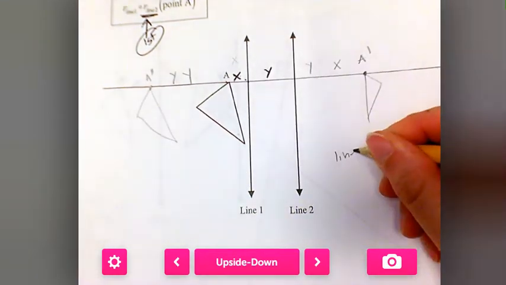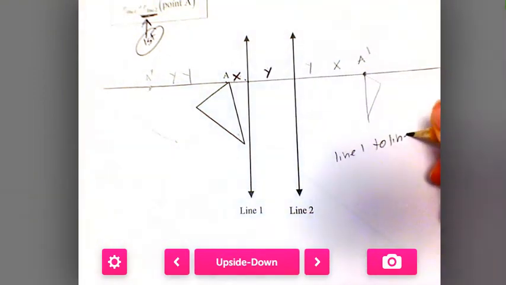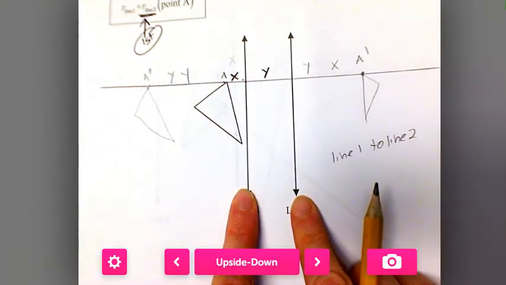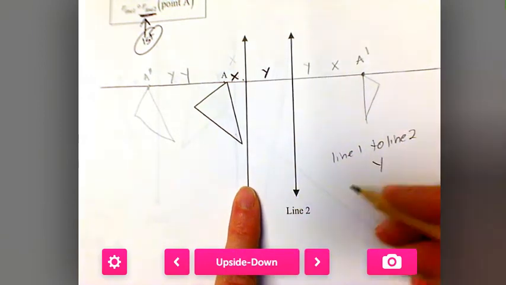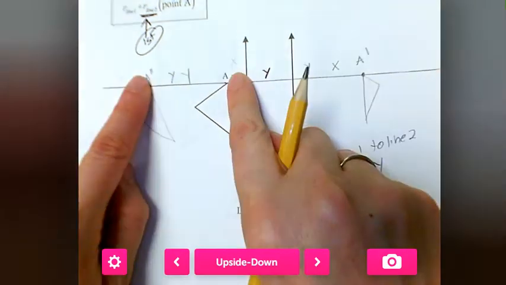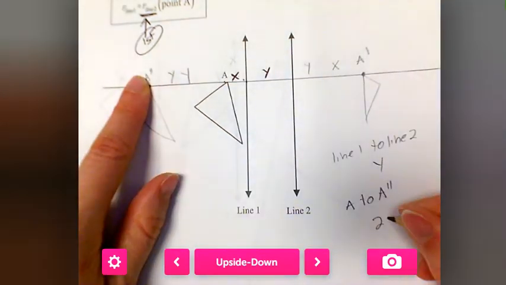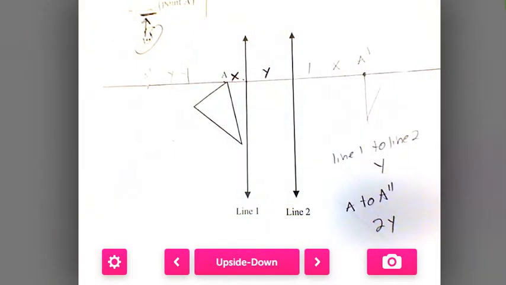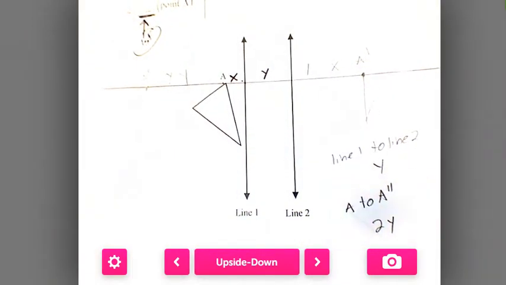So line 1 to line 2, what's the distance, guys? Look at it again. What's the distance between line 1 and line 2? Okay. What's the distance between A to A double prime? There you go. Is it double? Then we know we did it right. Okay, I know that one looks weird, but all of them have been X and Y so far. This one isn't. Ready? Any questions about this one? This is probably one of the weirder ones.